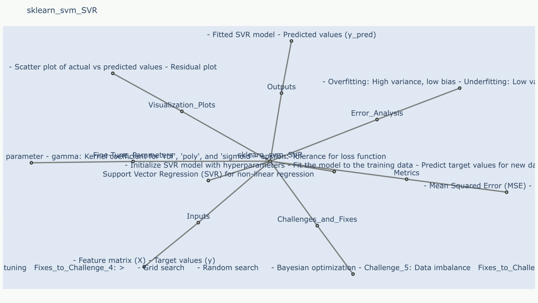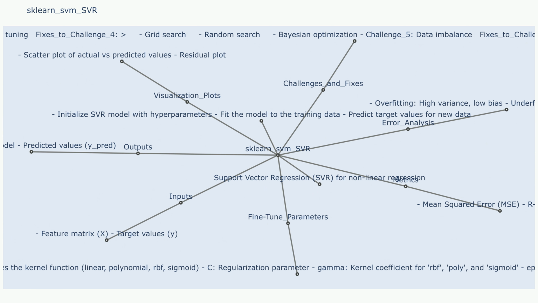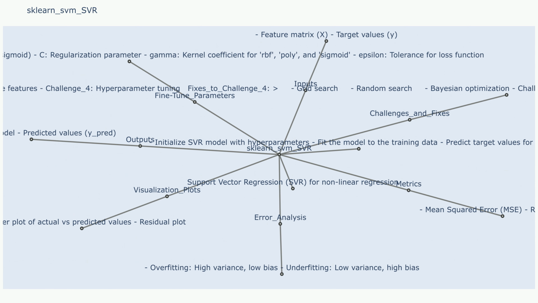Fine-tune parameters. Kernel defines the function used to map data to a higher dimensional space. Common options include linear, RBF, poly, and sigmoid. C is the regularization parameter that controls the trade-off between fitting the training data and preventing overfitting. Higher values prioritize fitting the data, while lower values encourage smoother models.